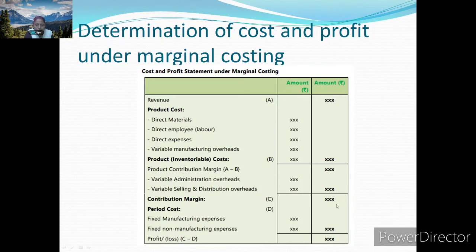What we have to deduct? We'll get the contribution margin. See that from this we have to deduct the period cost, that is the fixed manufacturing expenses and the fixed non-manufacturing expenses. Ultimately, after doing all this, we'll get the profit or loss, that is the C minus D.